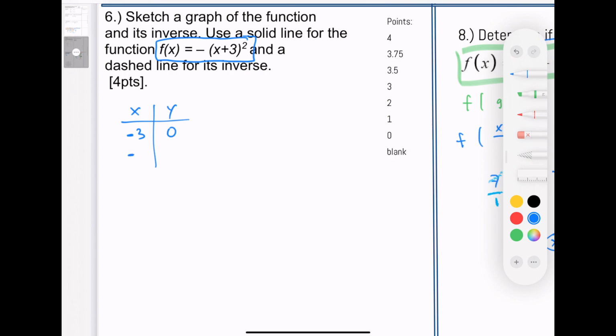Maybe you pick something like negative 2. Negative 2 plus 3 is 1. 1 squared is 1. Opposite of 1 is negative 1. Let's do negative 1. Negative 1 plus 3 is 2. 2 squared is 4. Opposite of 4 is negative 4. Let's try 0. 0 plus 3 is 3. 3 squared is 9. Opposite of 9 is negative 9.